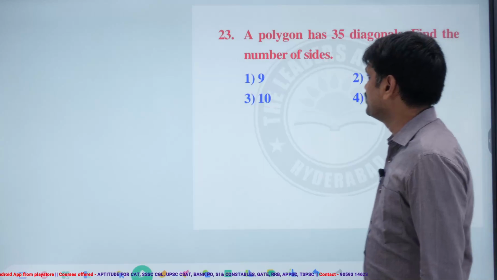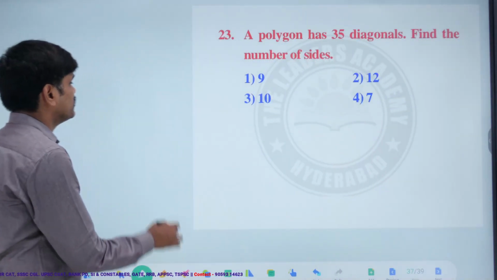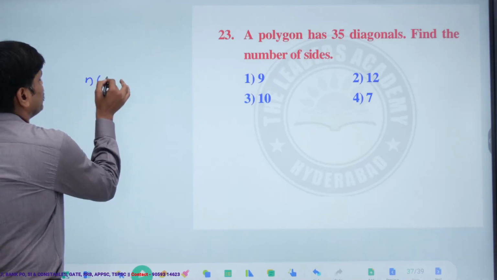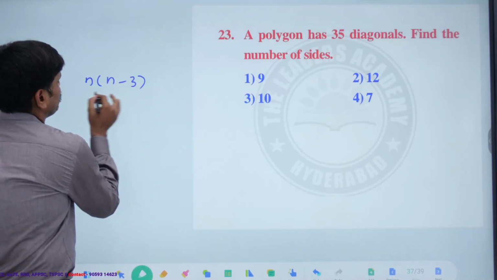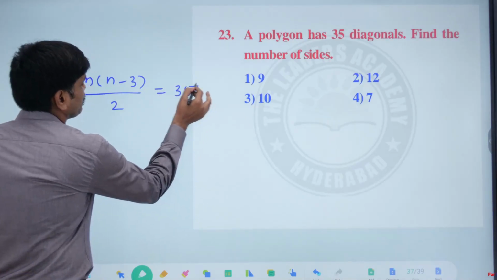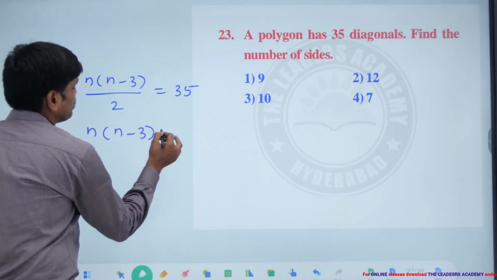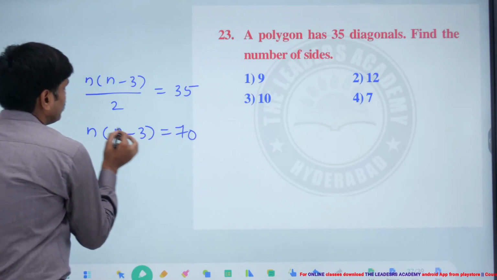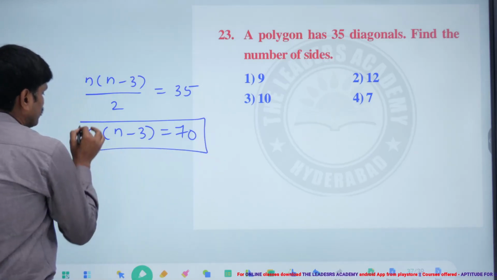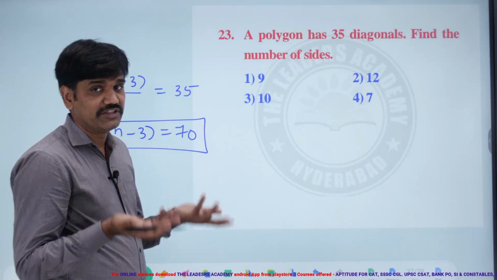Next, 23. A polygon has 35 diagonals. Find the number of sides. So it is clearly mentioned that n into n minus 3 by 2 is the number of diagonals. This number of diagonals is given as 35. From this I can say that n into n minus 3 must be equal to what? 70. Again, don't solve it because it becomes a quadratic equation here. To avoid that, we will go ahead with options.